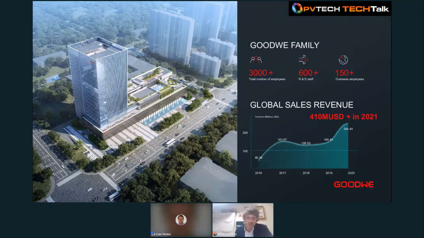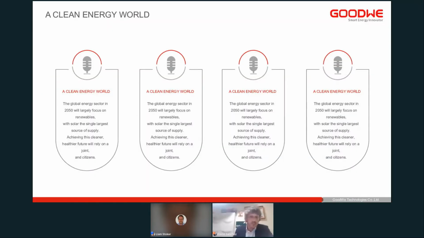But what is really impressive is the evolution of the revenue, as you can see on the right-hand side. Roughly 2019, 150 million, 2020, 250 million USD. Last year, already 410 million USD. And the expectation for this year is the same amazing growth. This is not for no reason. It's because we have a very bankable company and a high quality product. Actually, according to recently published market reports, GOODWE is already number 5 in the rank of PV suppliers globally. So this shows what kind of company GOODWE is.